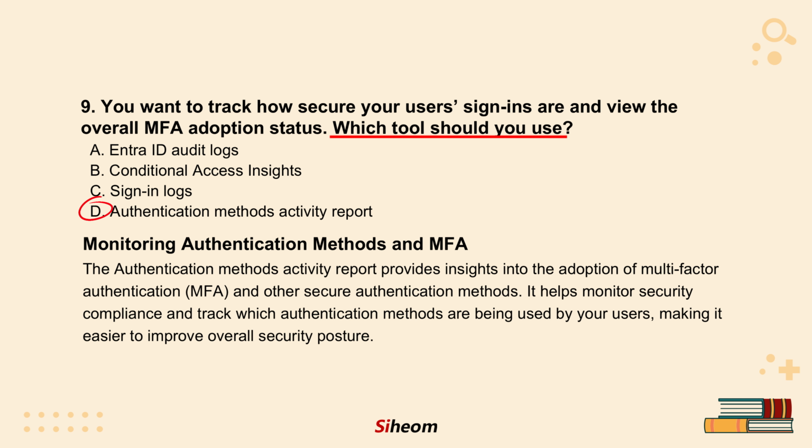While the other options provide valuable information, audit logs track admin actions, Conditional Access insights look at policy impact, sign-in logs give details on every sign-in. Right, they all sound useful. They are useful, but the Authentication Methods Activity Report is specifically designed to provide you with focused visibility into how your users are authenticating. The how.